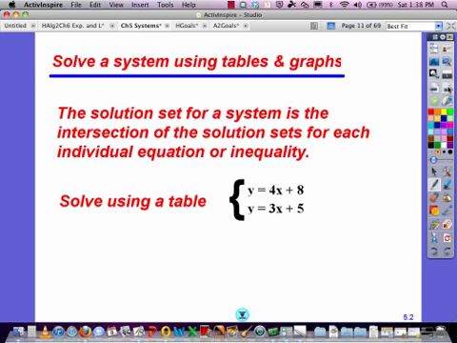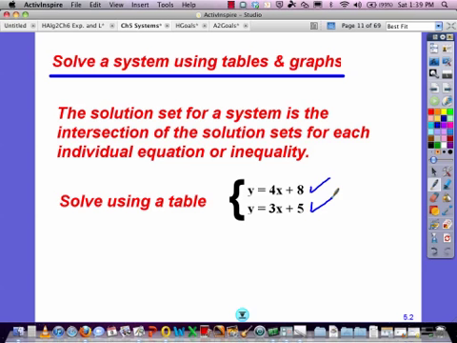So, in our example here, solve using a table. If you had two equations in slope-intercept form, so we've got y equals 4x plus 8, and we have y equals 3x plus 5, you could tell me right now that these two are lines. You could also tell me they do not have the same slope. Their slopes are not even perpendicular like we studied in the last section. So we're going to get two lines that intersect. Where and how, we don't know.